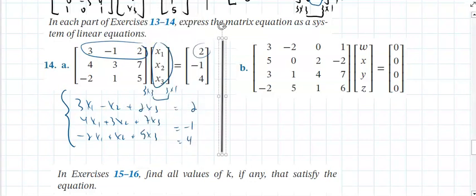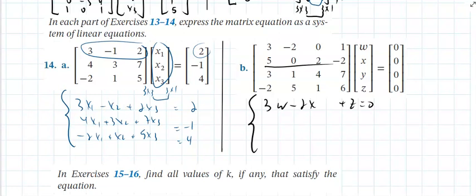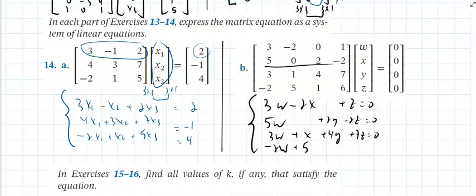We would say this is 3w minus 2x plus z equal 0, and 5w, there's no x, plus 2y minus 2z equal 0, 3w plus x plus 4y plus 7z equal 0, and -2w. We normally write x first, but whatever they write. And there it is.